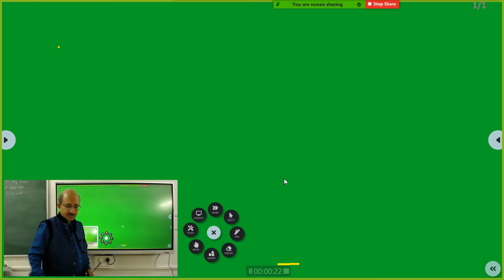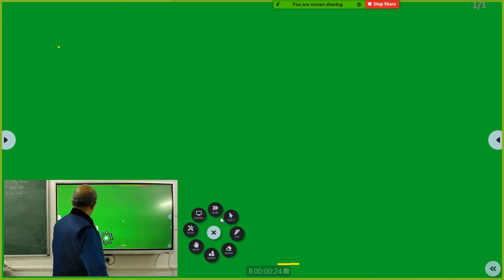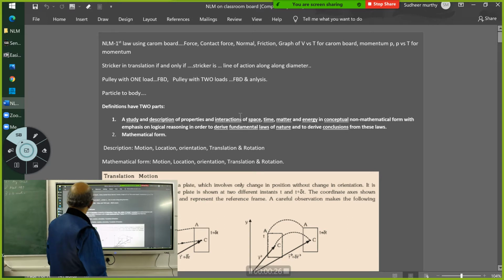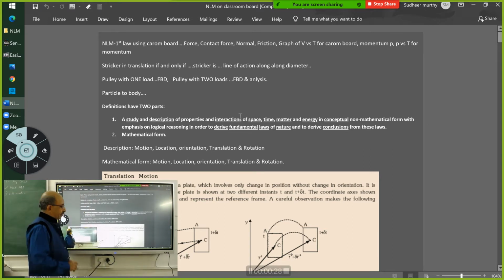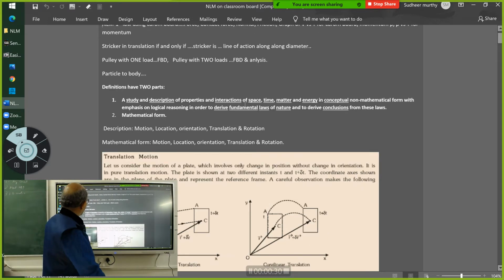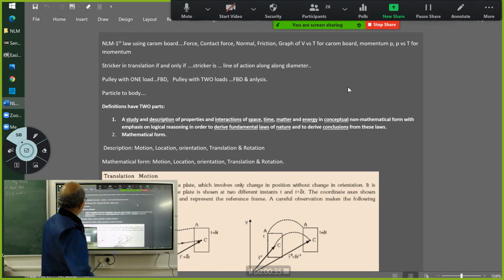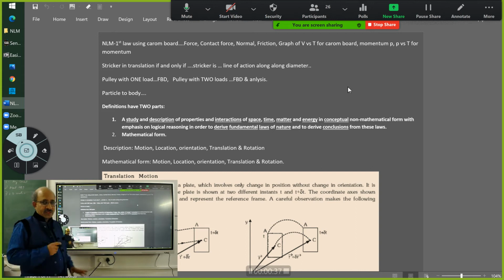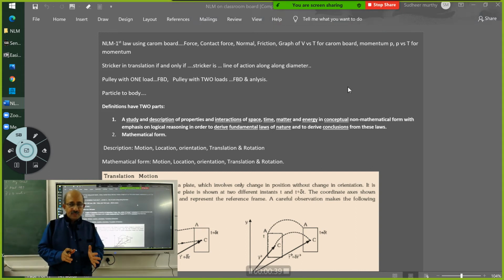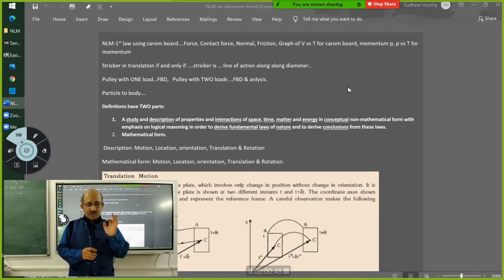So let me open the... Yeah. So what I have discussed so far, I think you can see it on the screen. Newton's laws of motion, first law I have discussed using carom board. I think you have got an idea that when you look at the striker, you can identify the forces acting on the striker at all the time. Before your finger touched, the forces acting were normal and mg.